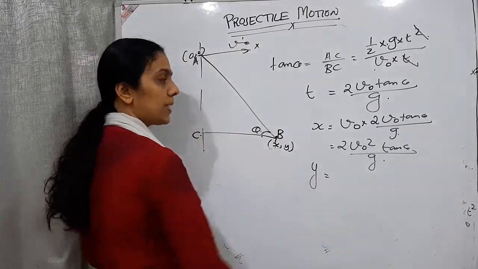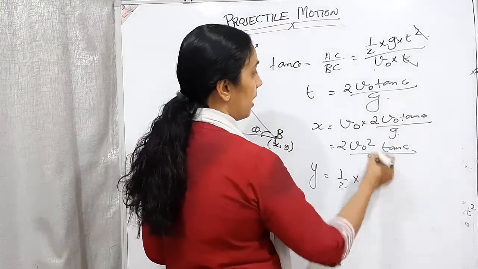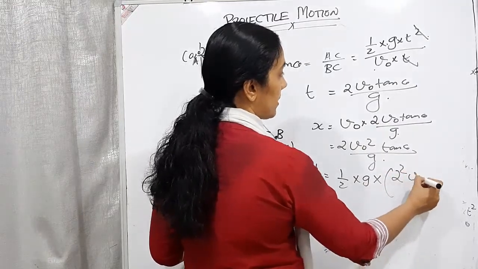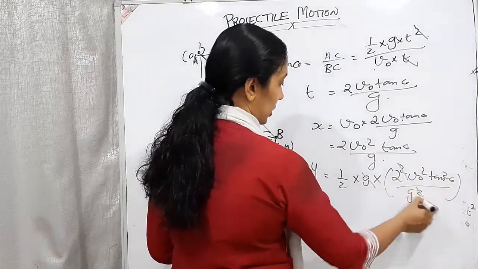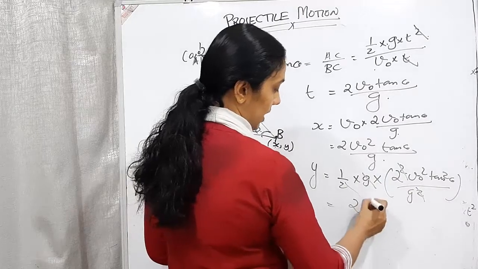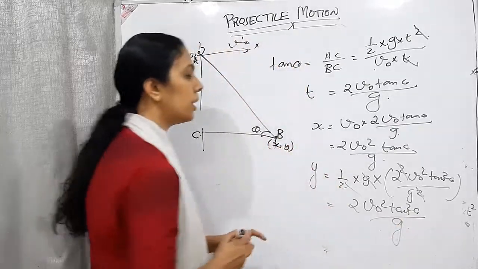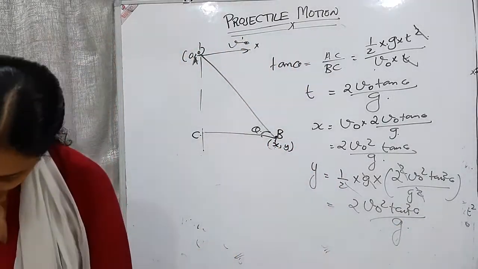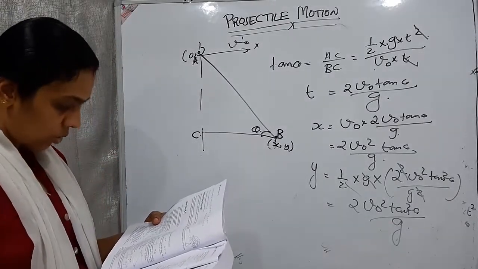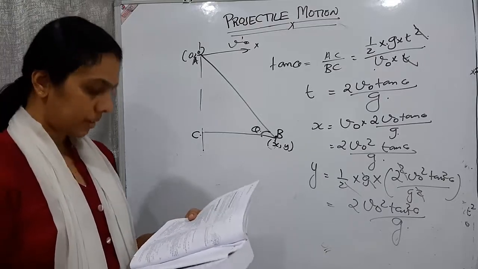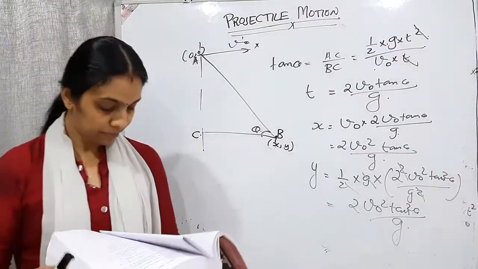S is equal to UT plus half AT square, UY equals 0, half into AY which is g, t square is 2 square V0 square tan square theta divided by g square. The 1, 2 and 1 g will get cancelled. So here we will get 2V0 square tan square theta divided by g. Okay, so we got the y coordinate and x coordinate. Let us check whether it is correct or not. Yes, x coordinate is 2V0 square tan theta by g and y coordinate is 2V0 square tan square theta divided by g. Correct only.